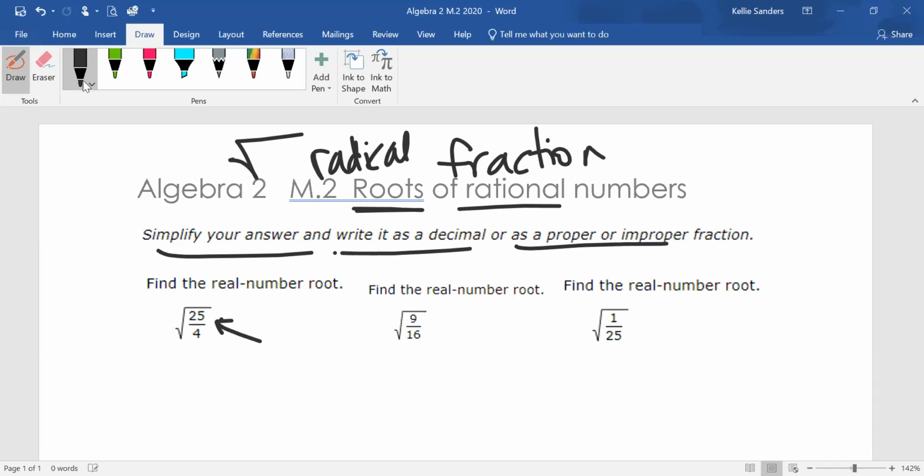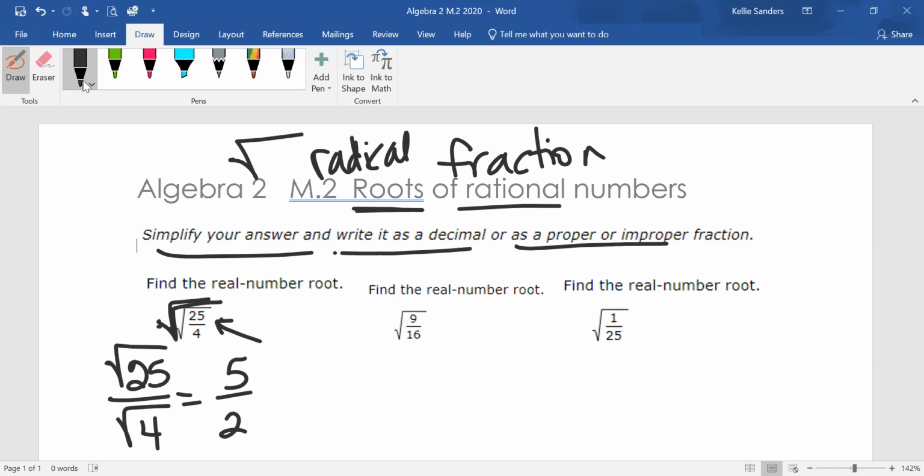So here's our fraction, here's our square root: the square root of 25 over 4. There are several different ways that we can do these problems, and it really depends on what the problem is. But if we have a fraction inside of a radical, we can always separate it and do top to the top and bottom to the bottom. So the square root of 25 is 5, the square root of 4 is 2. Make sure you reduce if you can. We cannot, so the answer would be 5 over 2.